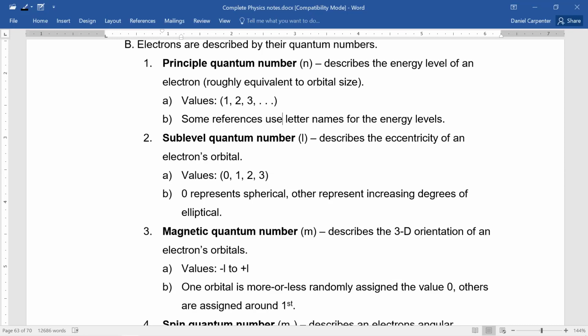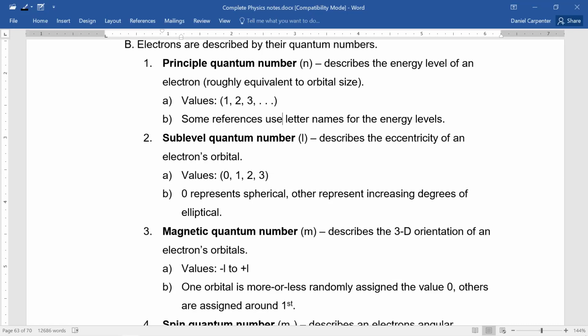Some references use letter names for the energy levels. Now, I don't know that I've seen this since college, but some of the old books and some of the old teachers used to say energy level 1, 2, 3, 4, 5, 6, 7 were, if I remember right, K, L, M, N, O, P, Q, but I'm not sure I remember right on that. So I just put that there in case you happen to run across it later, so you're not totally confused.